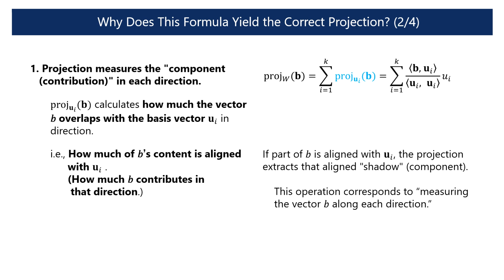The first point is that projection measures the component in each direction. The projection of b onto ui calculates how much the vector b overlaps with the basis vector ui in direction. That is, how much of b's content is aligned with ui, or, in other words, how much b contributes in that direction. For example, if part of b is aligned with u1, the projection extracts that aligned shadow. This operation corresponds to measuring the vector b along each direction.